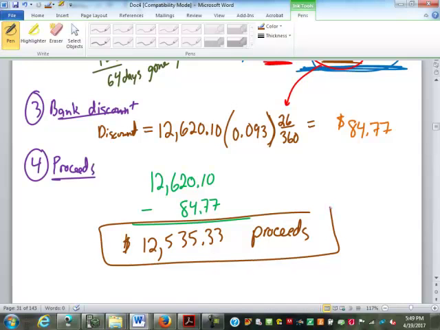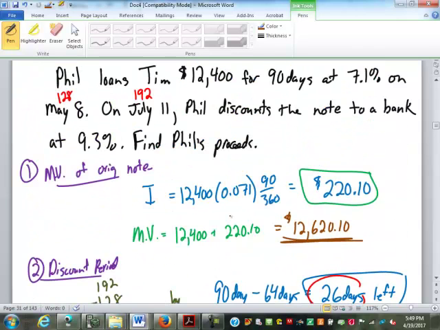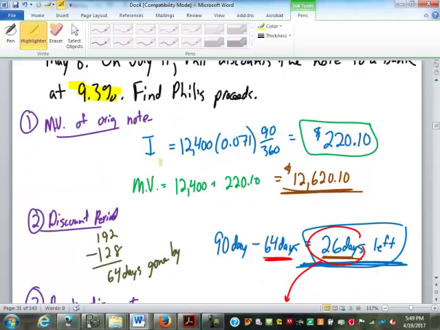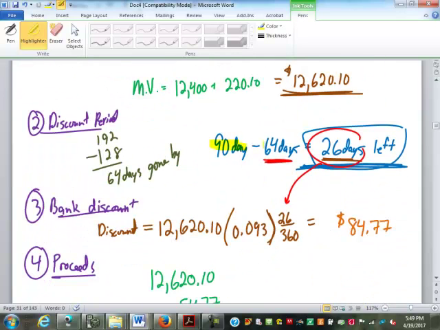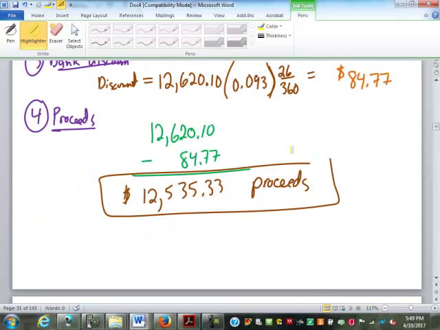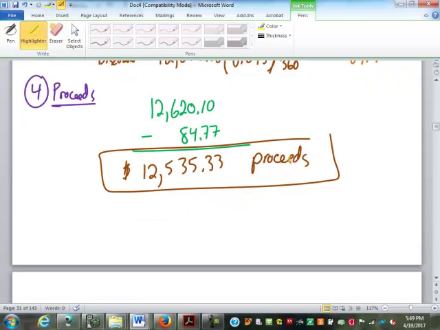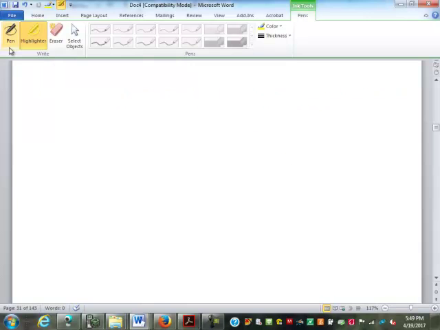So in this case, Phil makes a slight profit because there are two things working in Phil's favor. The original rate of 7.1 and the discount rate of 9.3 are not that far apart. And out of 90 days, Phil held it for 64, so the bank only had to hold it for 26. So that works in Phil's favor. Any questions? How many want to run out and do a dozen more of those?